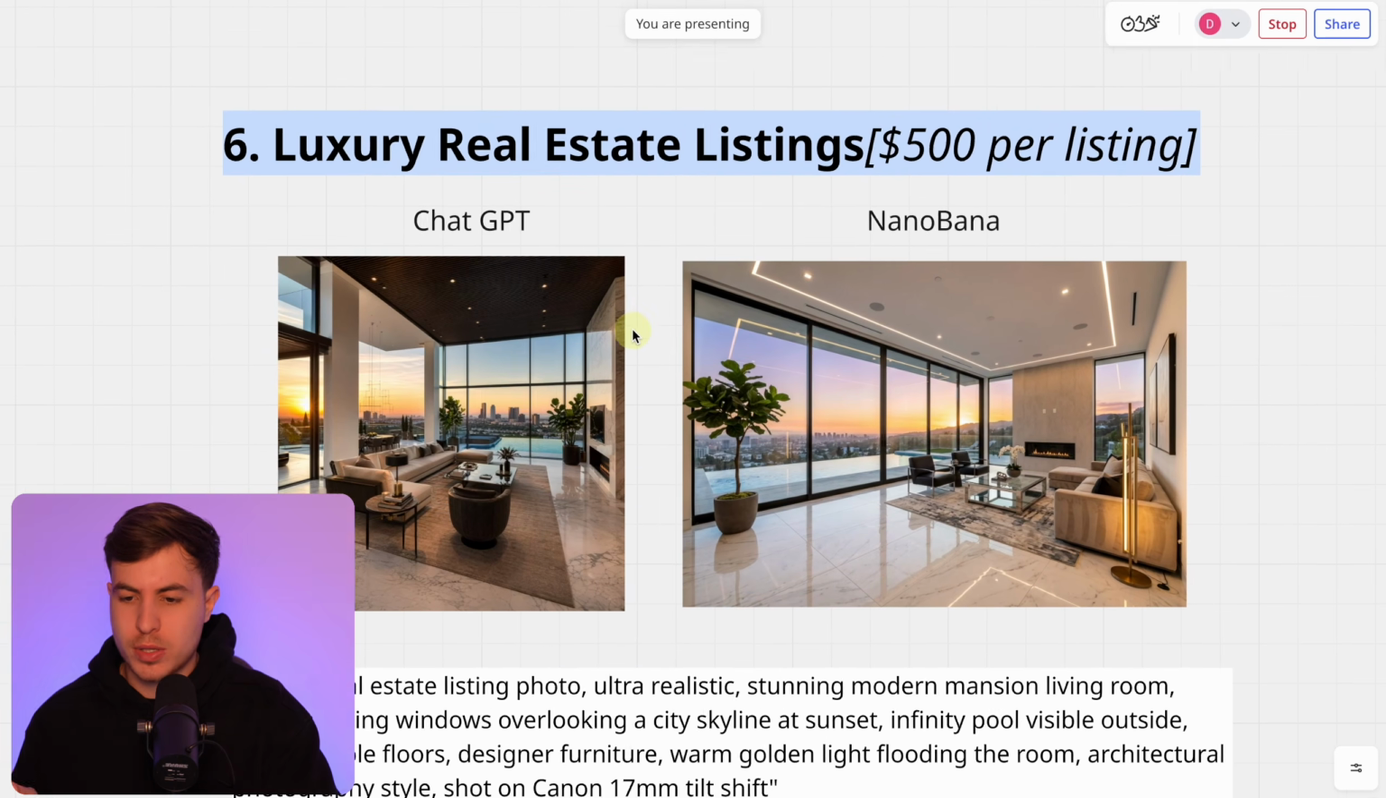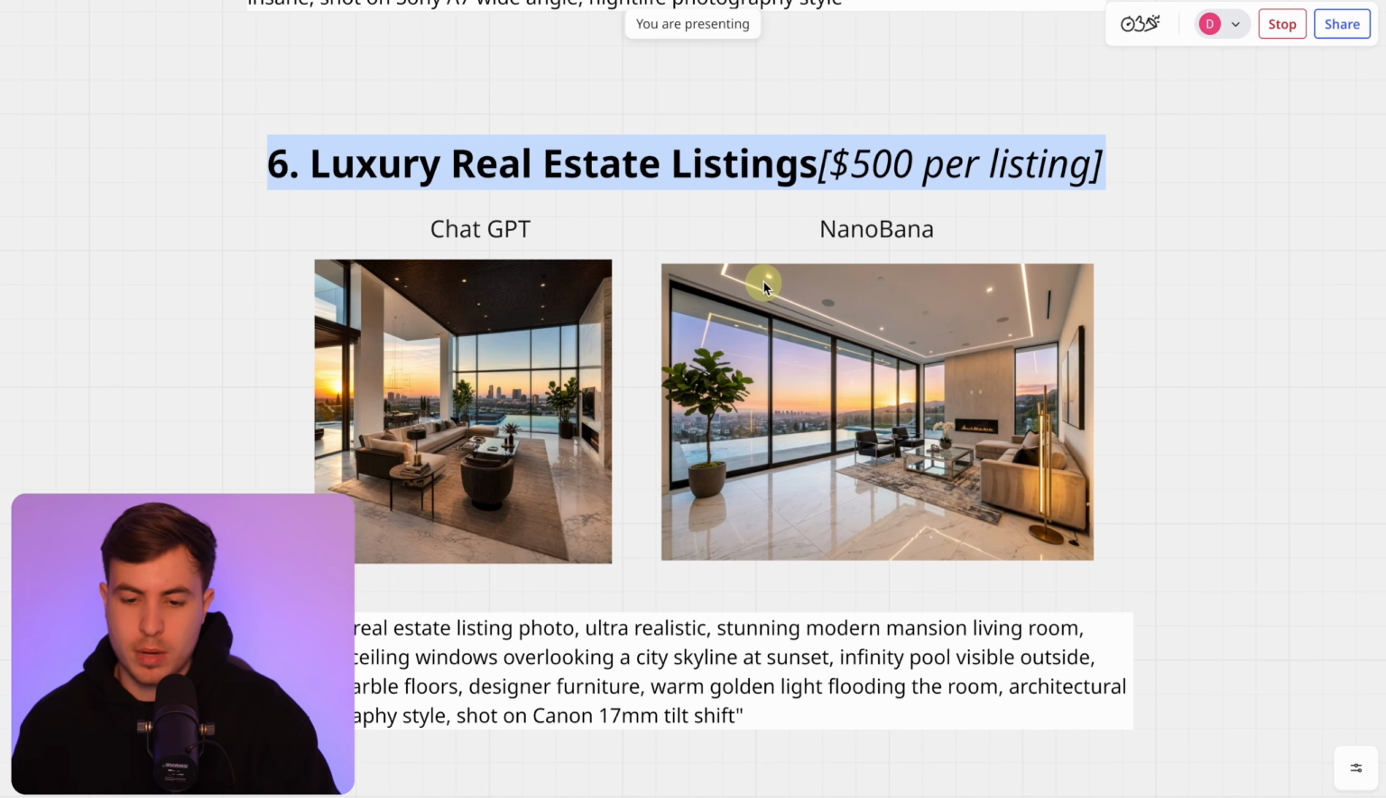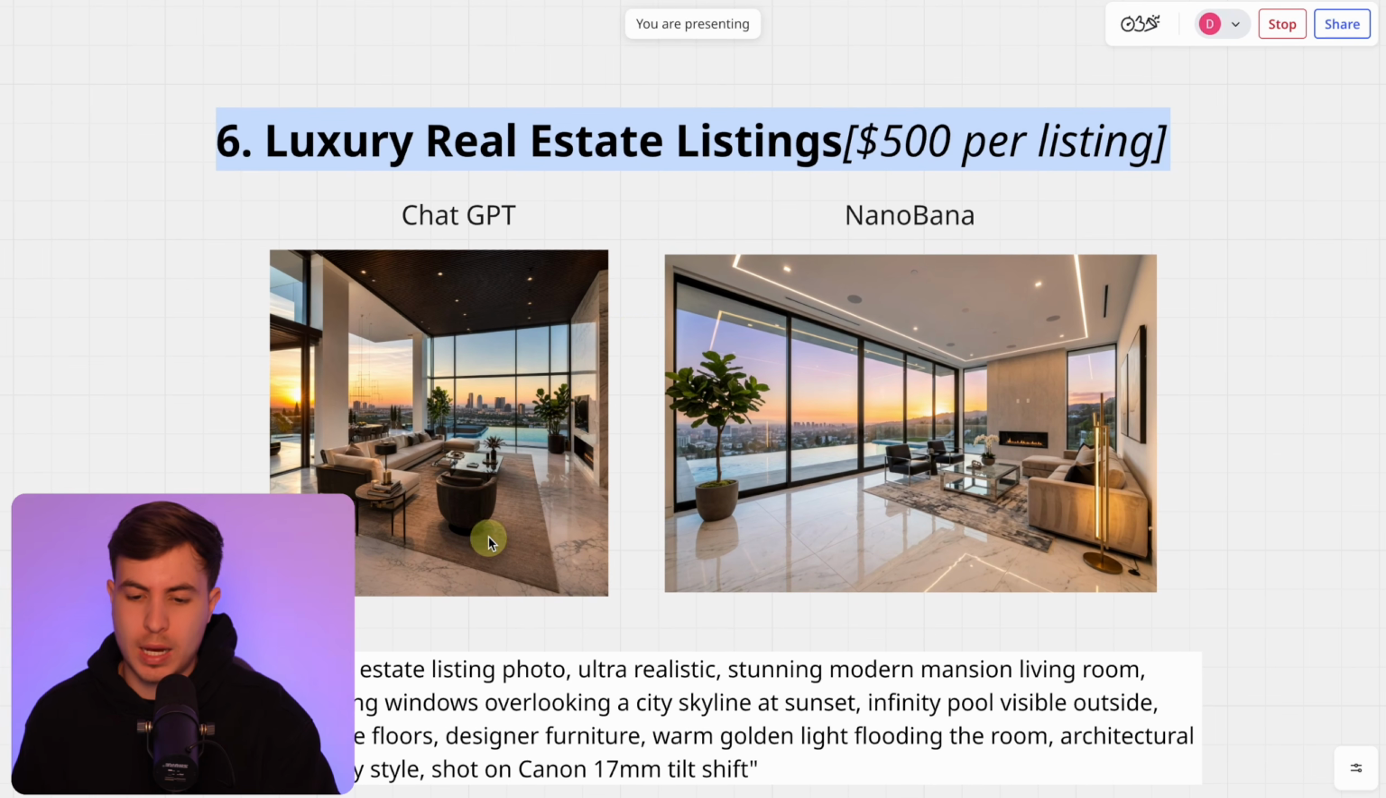Next one is luxury real estate listings. $500 per listing. That's just a random number that I threw out. You can easily charge way more depending on, again, how accurate.